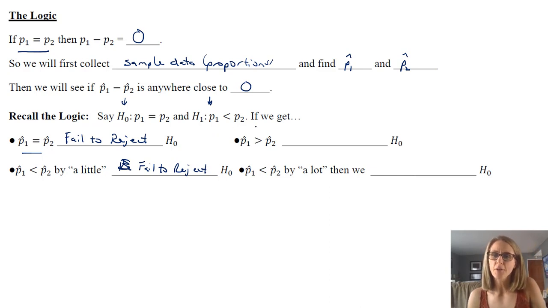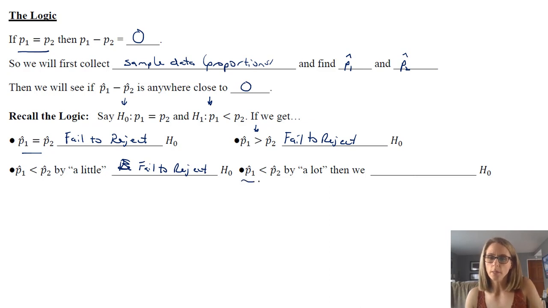Now, if you have P1 hat greater than P2 hat, you might be saying, well, why did we even create an alternative for less than? This would be a very atypical type of test to do because it completely goes against what you're trying to show. So in this case, we'd also fail to reject. But again, that would be super uncommon.